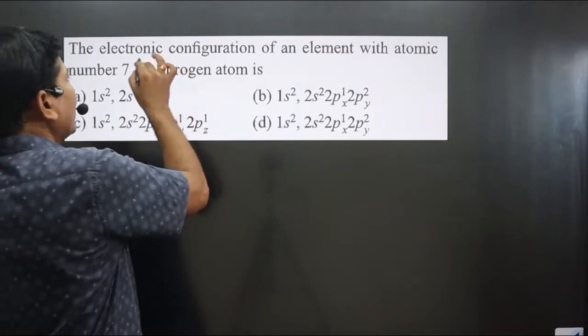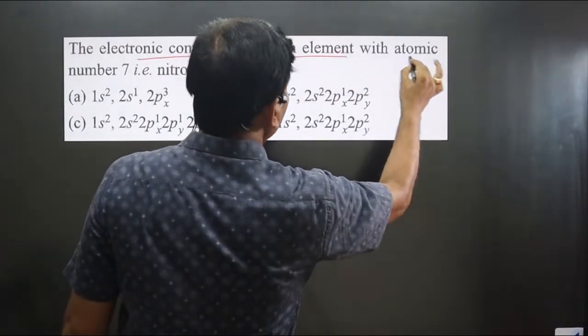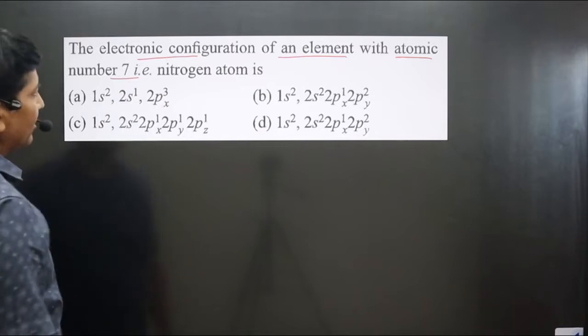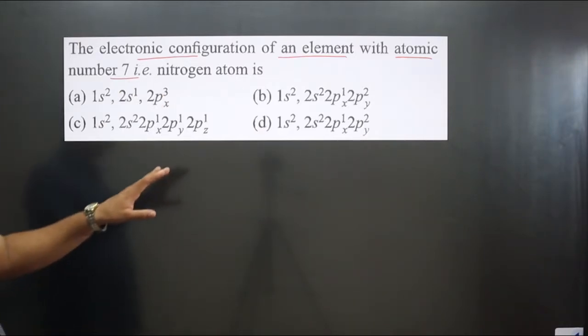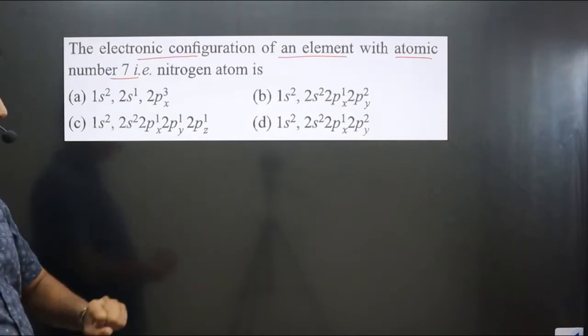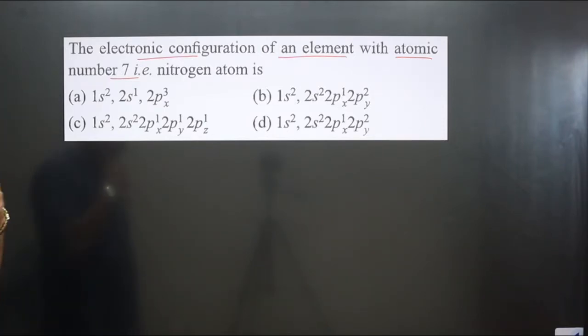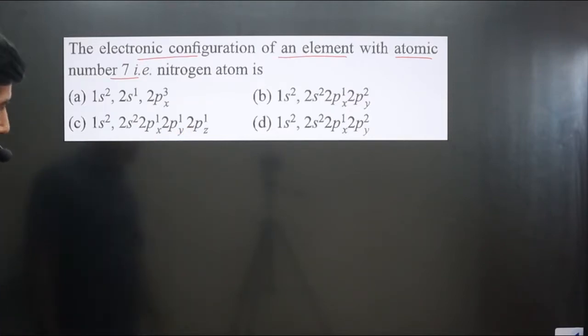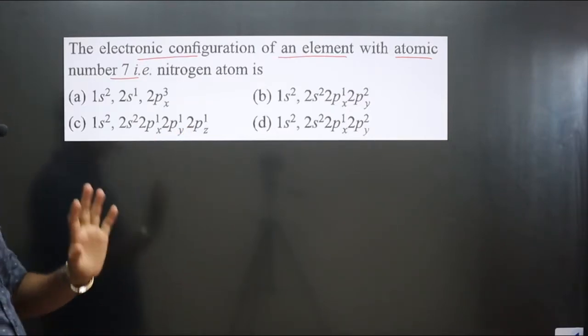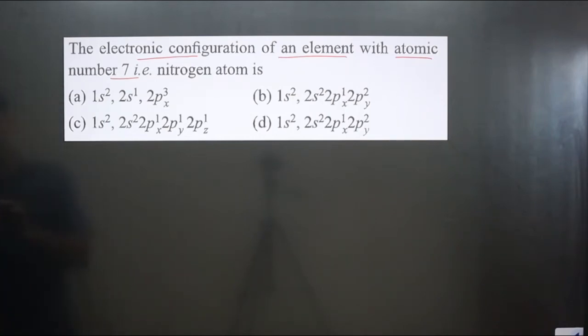The question asks for the electronic configuration of an element with atomic number 7, which is the nitrogen atom. We have to identify the electronic configuration of nitrogen. You can see in the given options we have px, py, pz. These are the orbitals, and they have included orbitals in the electronic configuration.